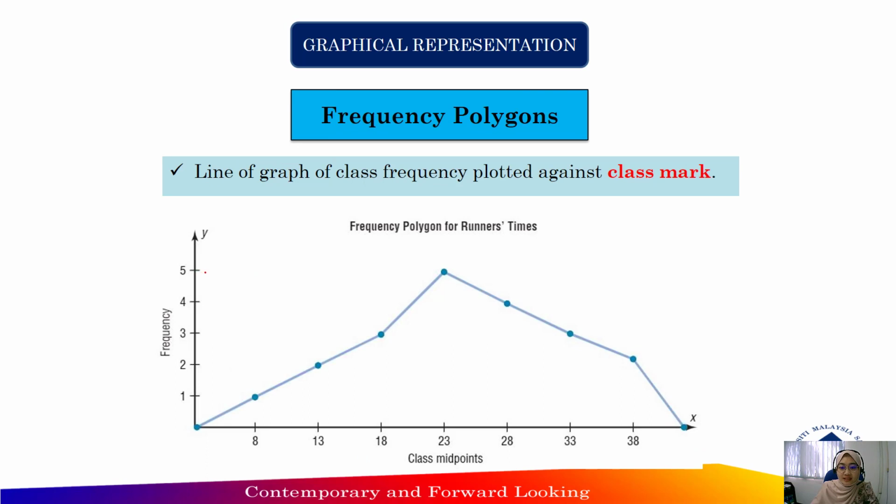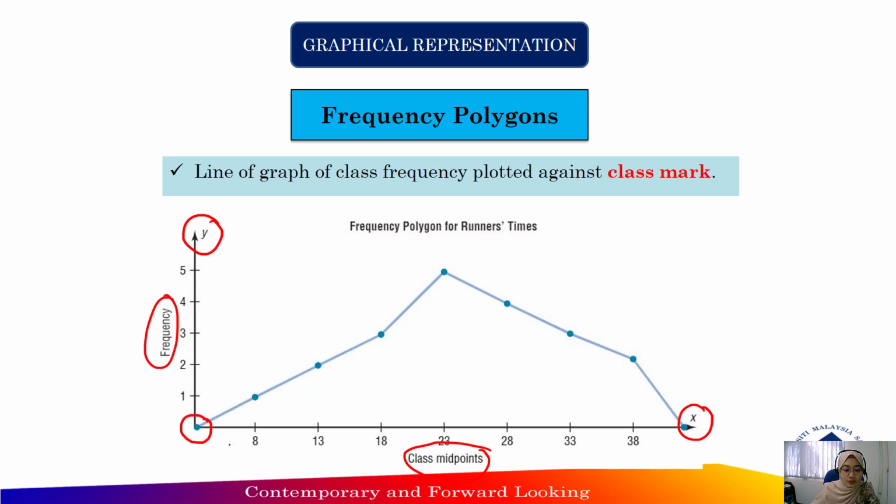The second graphical representation is the frequency polygon. It is a line graph of class frequency plotted against class marks or class midpoints. So, a frequency polygon for runners' times. For example, you must draw the y-axis and the x-axis. The y-axis is for frequency, and the x-axis is for the class midpoints. So you need to calculate the class midpoints first.